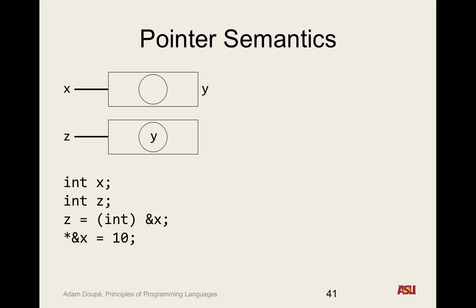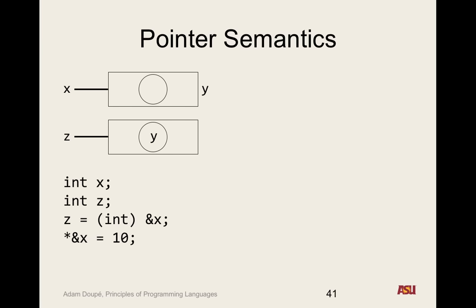So let's look at something outside. Is that a valid L value? What does the star, the dereference operator, return? An L value, right? So it's going to return an L value. So we know this is proper from the assignment perspective because we're assigning into an L value. So we're going to copy it into the location of whatever star of ampersand x returns.